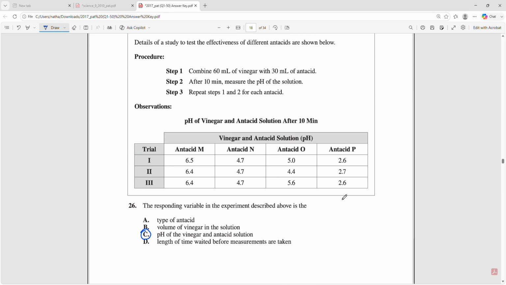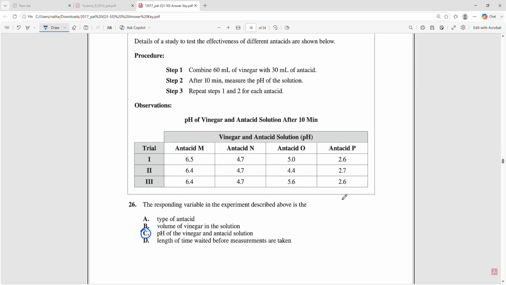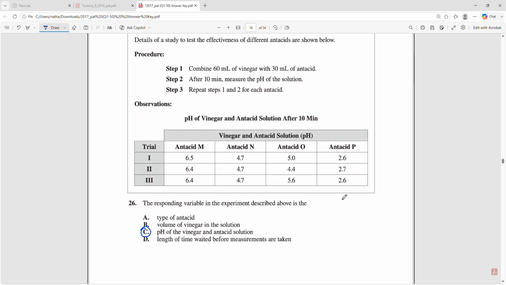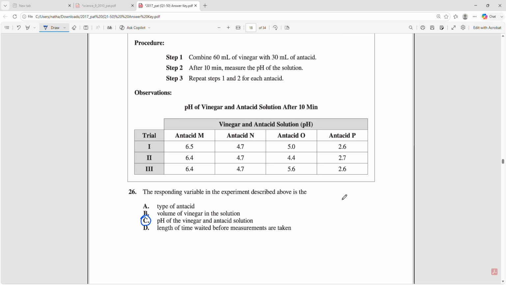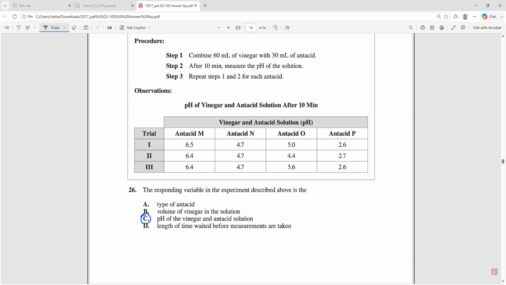Okay, details of a study to test the effectiveness of different antacids are shown below. Procedure: Step 1, combine 60 ml of vinegar with 30 ml of antacid. Step 2, after 30 minutes, measure the pH. Step 3, repeat steps 1 and 2 for each antacid. So we're testing 4 different antacids here. And they did it 3 times each.